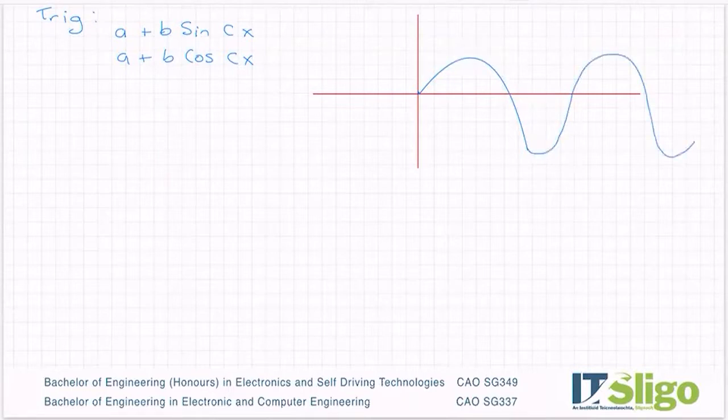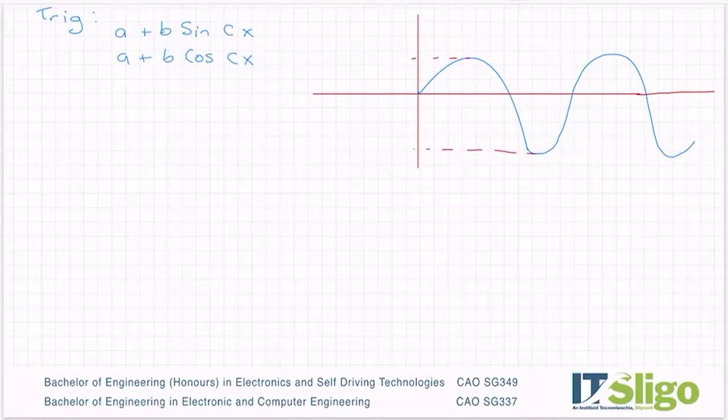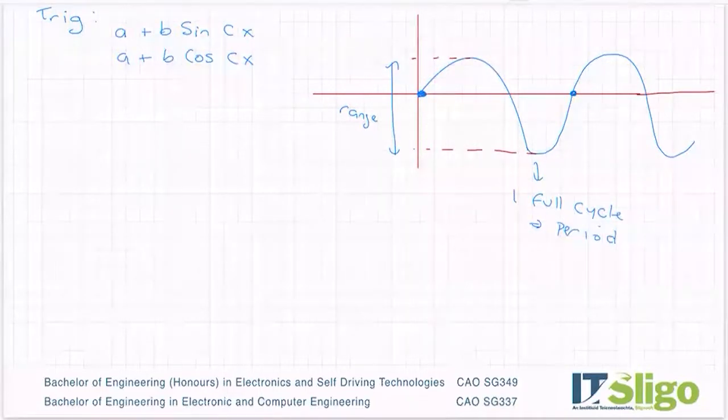Imagine that's symmetrical about the x-axis. So that is a sine wave. From top to bottom, peak to peak is your range. The time it takes to complete one full cycle, so up, down and back again, one full cycle, is the period of your waveform. Your period and your range.